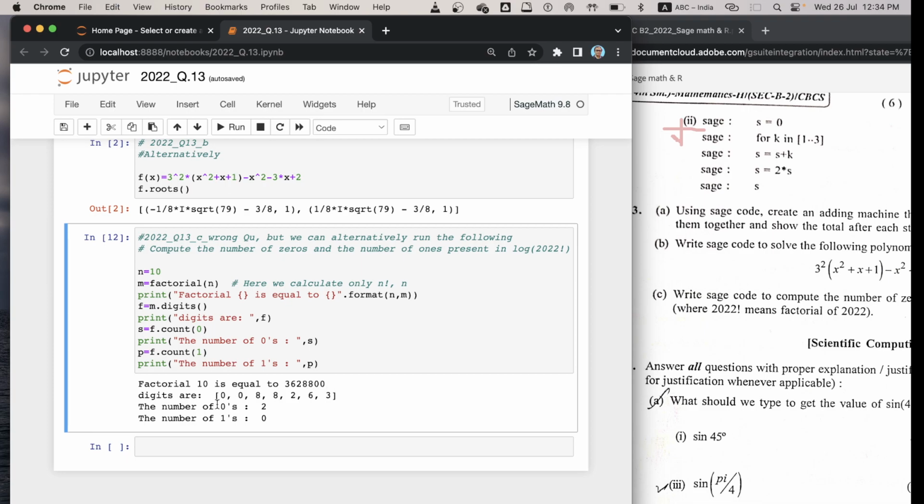Factorial 10 is 3628800, and the digits are in list form: 0, 0, 8, 8, 2, 6, 3. How many zeros are there? 2 zeros. So f dot count(0) gives the number of zeros, where s is the variable. Zero appears here 2 times, so the number of zeros is 2. The number of ones is 0, meaning there is no 1 here.